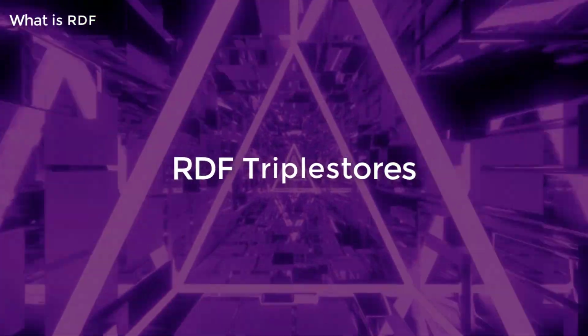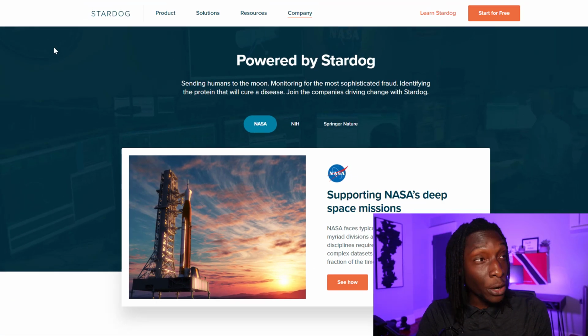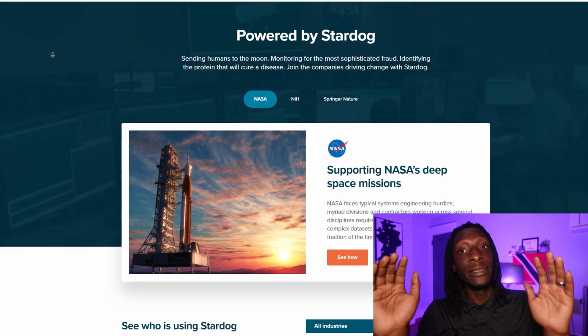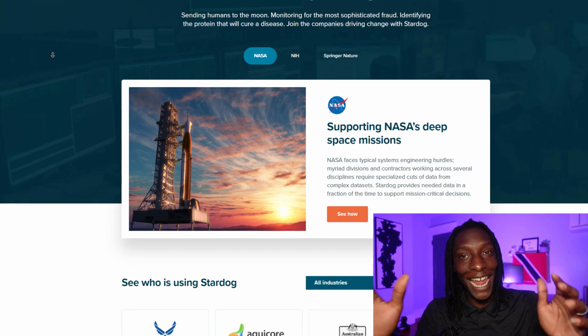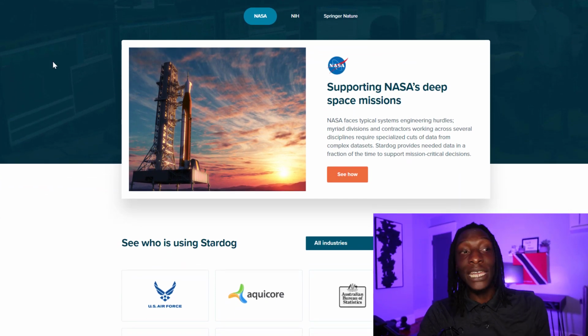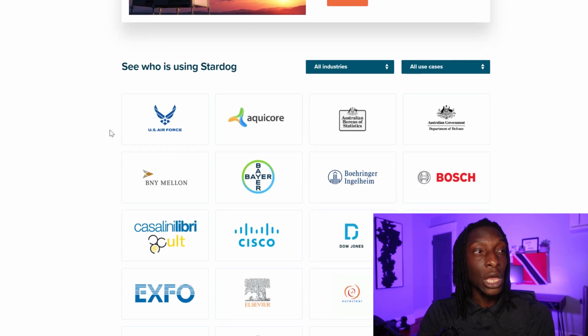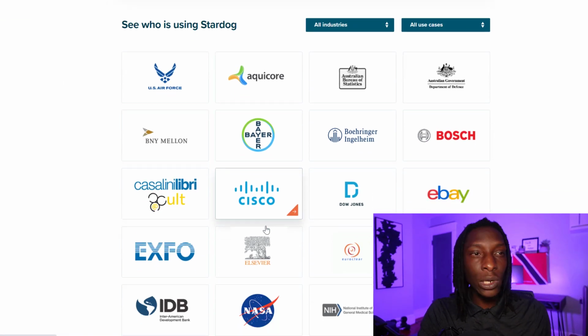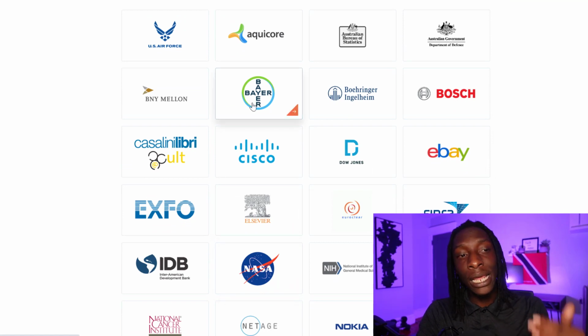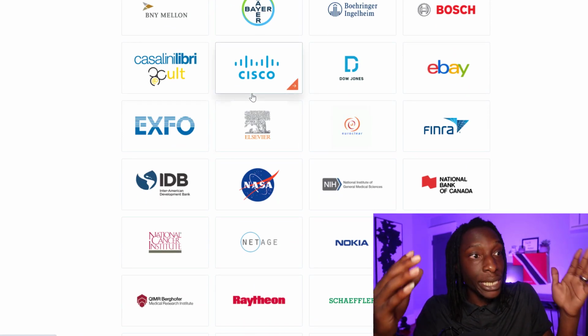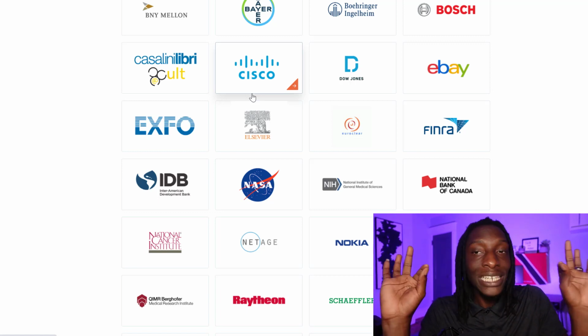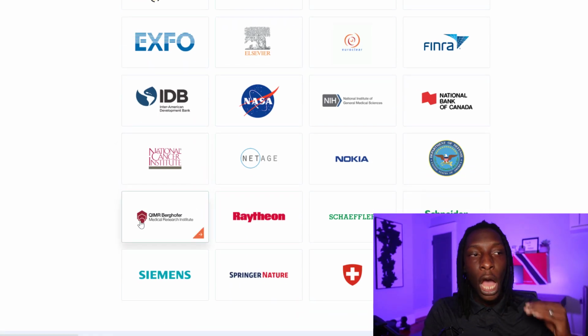Now, there are various triple stores out there, but two of the biggest triple stores that exist in today's society that are used by various enterprises are OntoText and Stardog. The reason I want to bring up Stardog is because they have some of the most impressive adoption I have seen anywhere. Even among centralized entities, they are being used by some of the biggest: the US Air Force, Bosch, Cisco, eBay, NASA, Bayer. I mean, there isn't really much to discuss here. These guys definitely are the de facto standard of RDF triple stores across the globe.